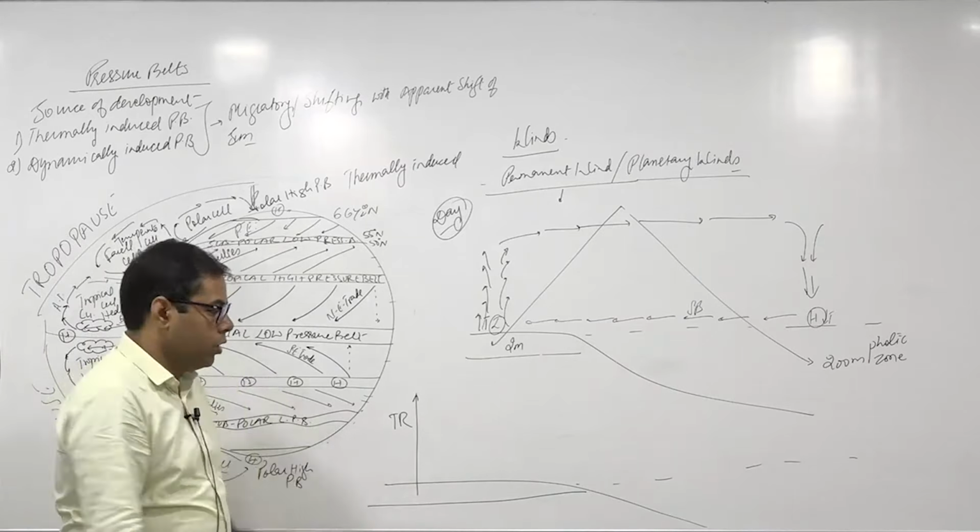Then tropical maritime warm, tropical maritime cold. Tropical maritime warm stable, tropical maritime warm unstable, tropical maritime cold stable, tropical maritime cold unstable.